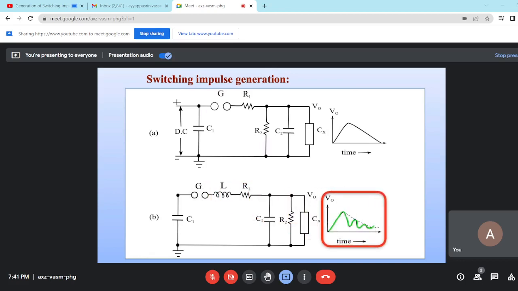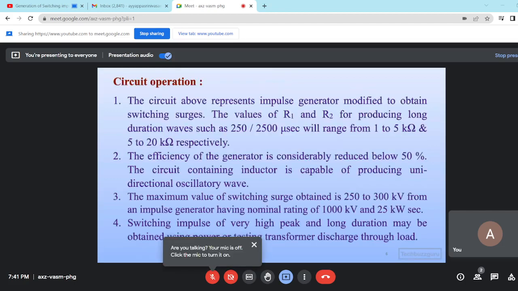So this is how the basic switching impulse generator circuit works. Capacitor C1 is first charged through some external means. Then the spark gap is triggered. And as the spark gap is triggered, capacitor C1 will abruptly discharge through the test object, producing an impulse voltage across it. Let us understand the circuit operation.